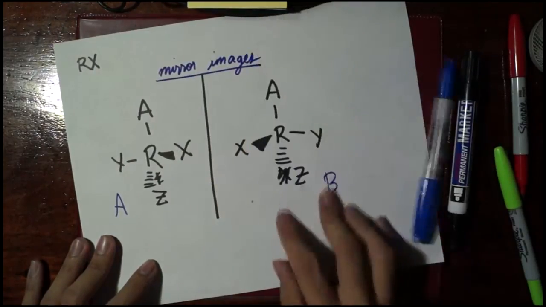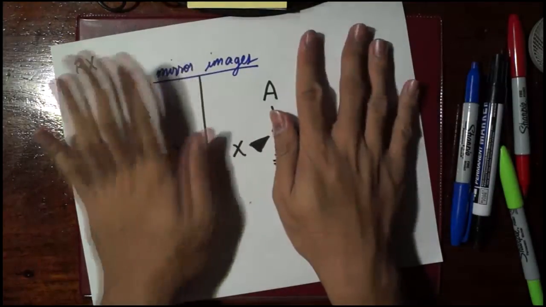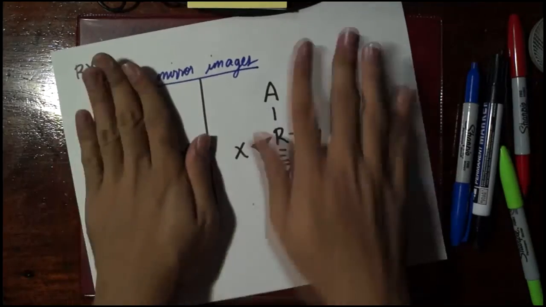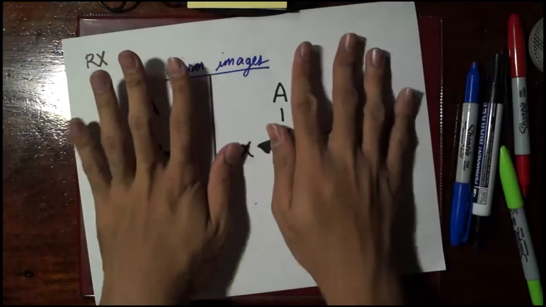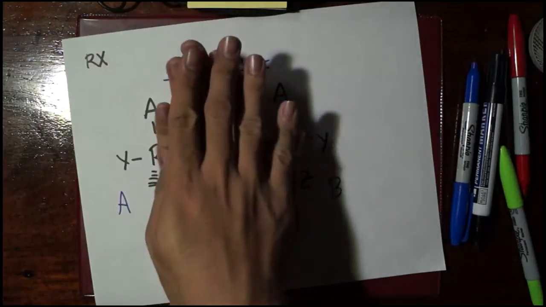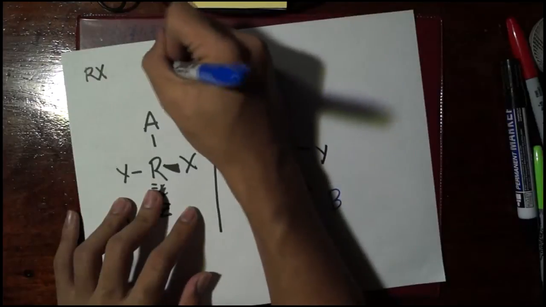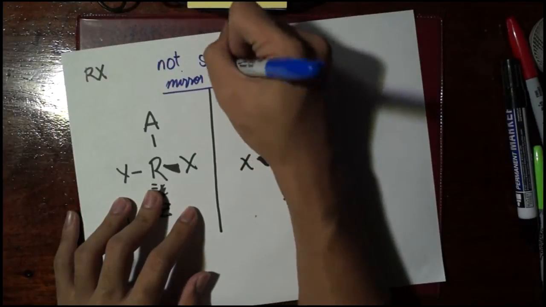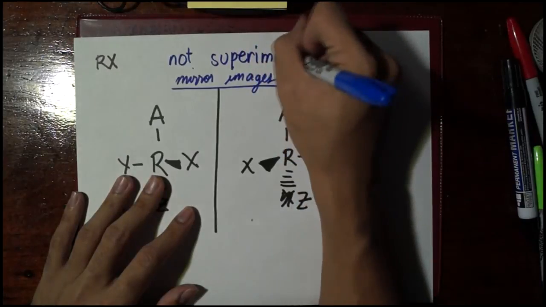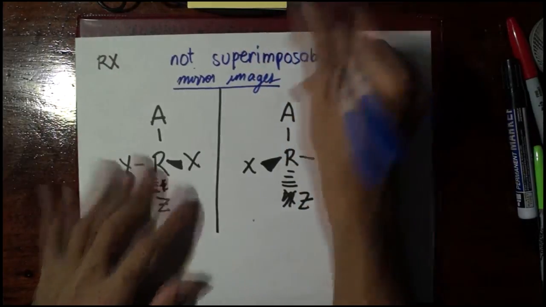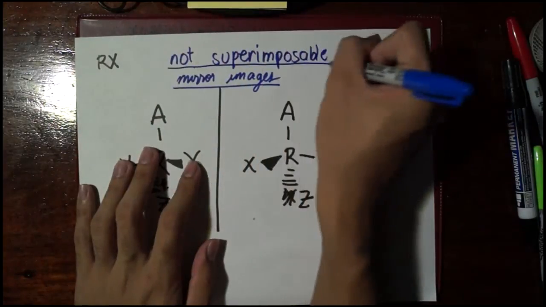But then again, if I have this hand and I have this hand, even if they look alike, as if this is A and this is B, they look similar, right? They're symmetrical in a way, but they are not the same. They cannot be placed over each other. The proper term for that is not superimposable. You cannot place one exactly over the other and expect that they would look exactly alike.